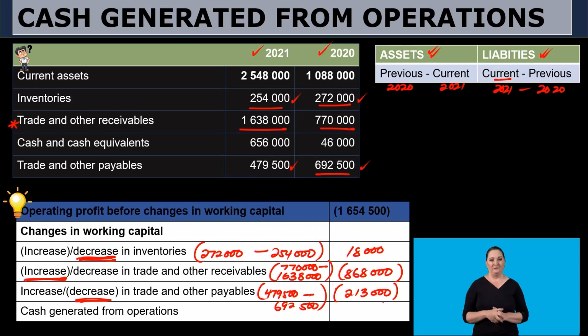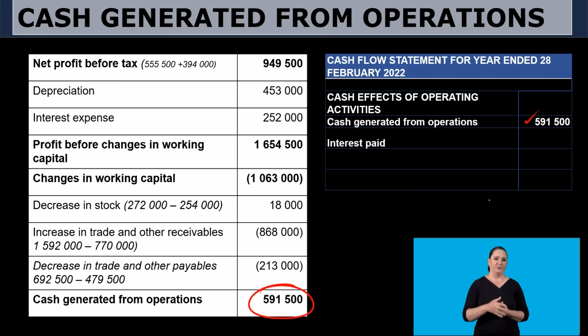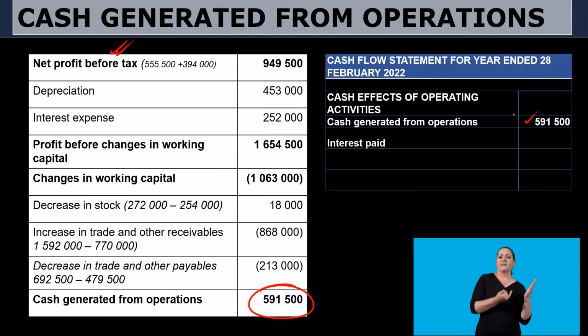So I can complete this part now where you're going to add these three figures to give you your changes in working capital. And then eventually this is what I end up with. When I've completed my note, then I get 591,500 is my cash generated from operations. And then I bring it over here. Now we are already preparing the cash flow statement in this case. Because remember, this was the note that we're doing over here. Now we got the amount that is cash generated from operations, 591,500.